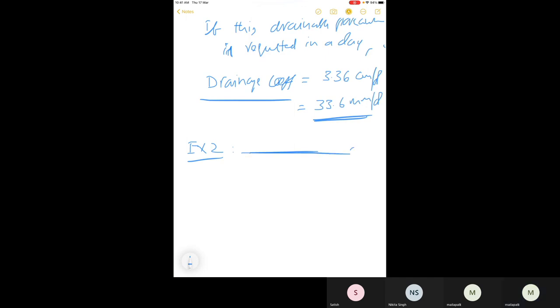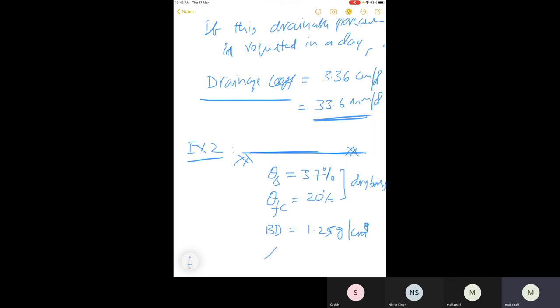So you have a soil system that has the saturated moisture content, theta S, which is equal to 37%, and the field capacity moisture content, theta FC, which is 20%, right? Both are on a dry basis. Bulk density, BD, is equal to 1.25 gram per centimeter cube. Bulk density is given because you need to convert this into wet basis, so you need to multiply with bulk density. So the question here is, what is the drainable porosity? What is mu?